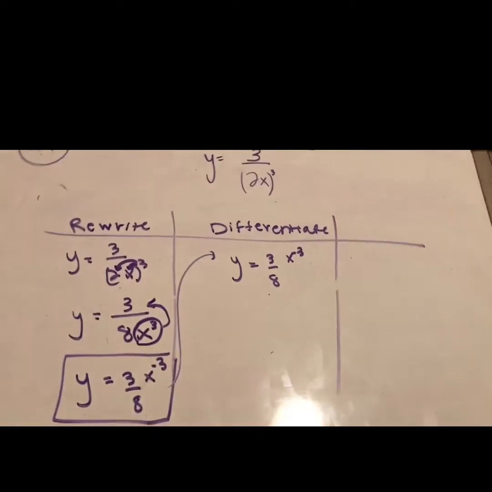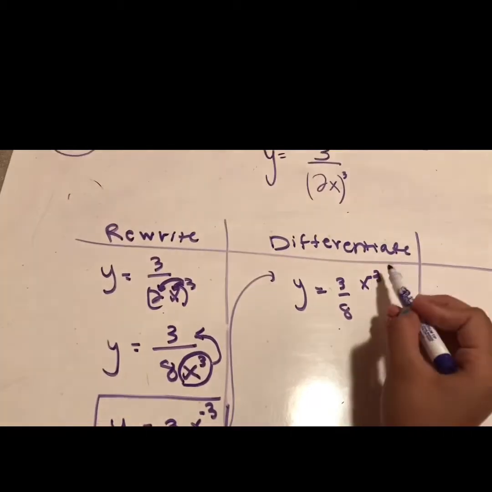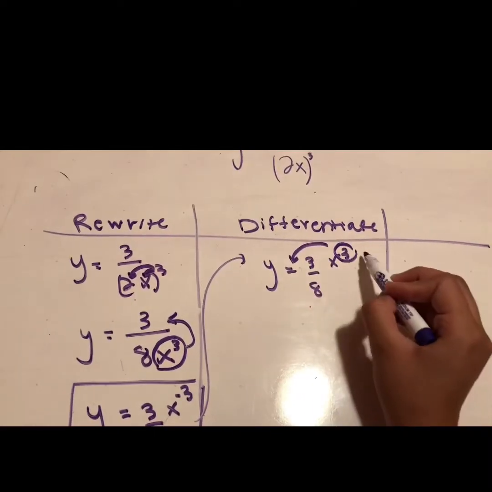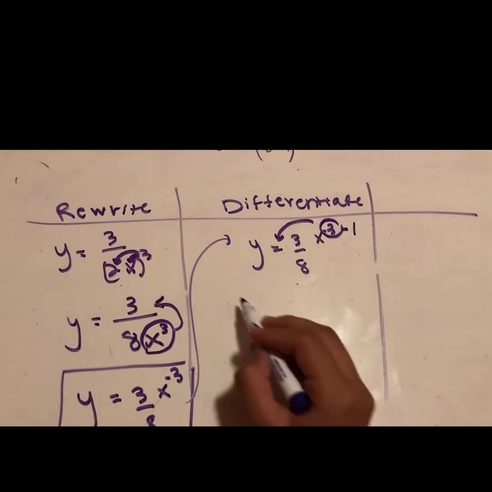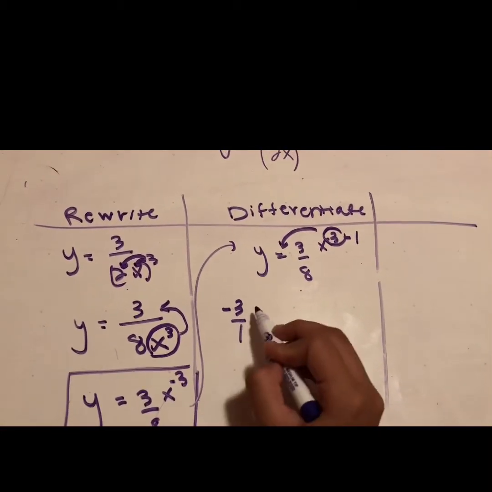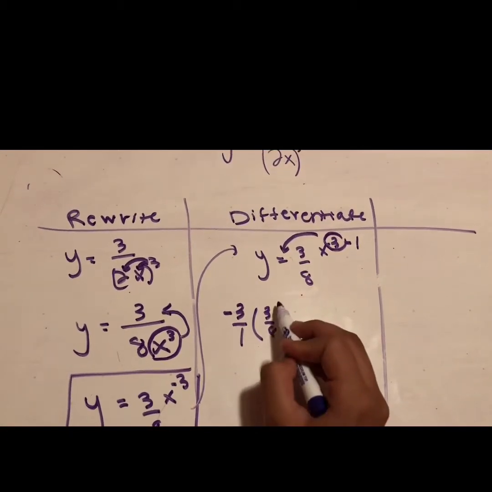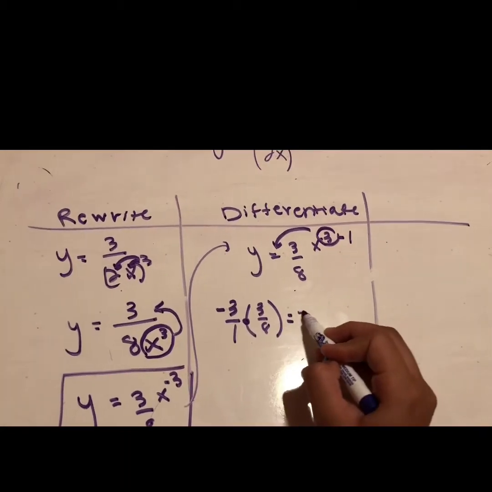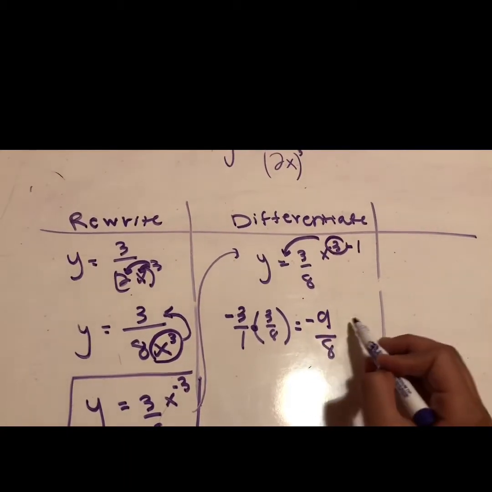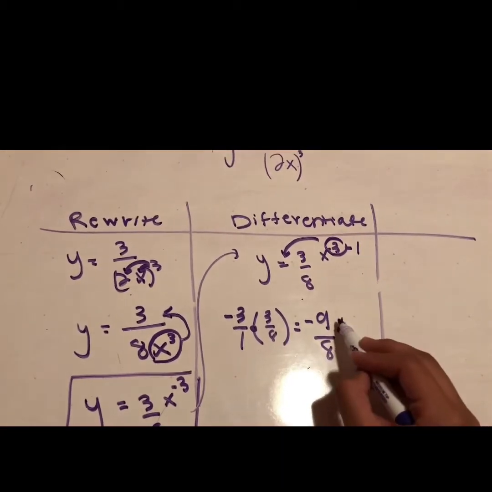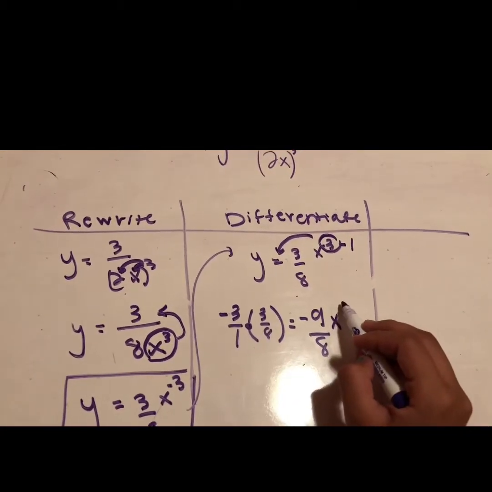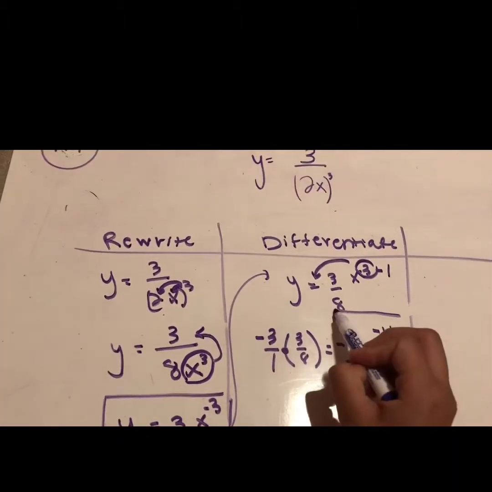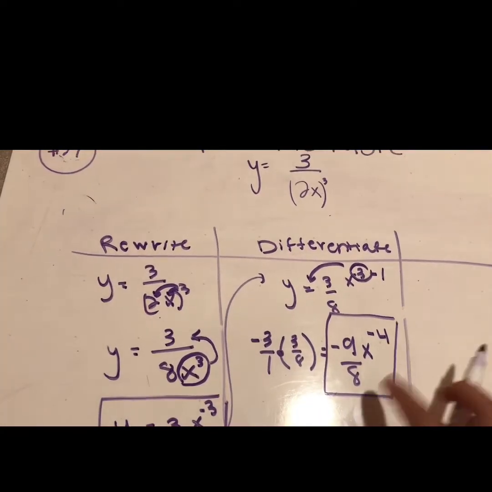So now that we have that, we're going to apply the power rule. We have our exponent, which is going to move to the front, and then we're going to subtract it by 1. So we have negative 3 over 1 times 3 over 8. So that's going to be multiply straight across, and we get negative 9 over 8. And then we can't forget about our exponent, so we put it right here, x, and then negative 3 minus 1 would be negative 4. And this would be the differentiated answer.